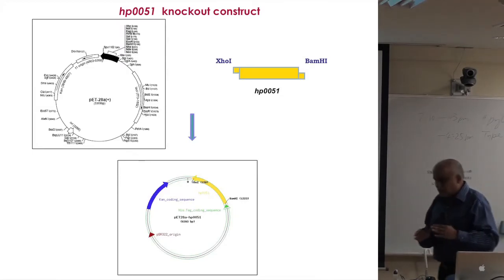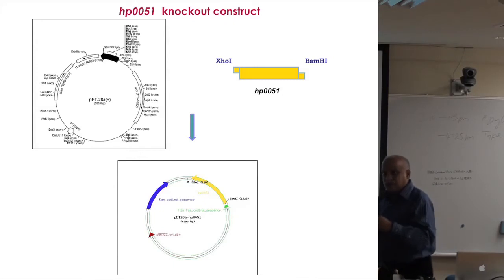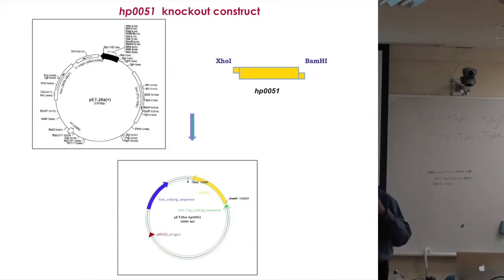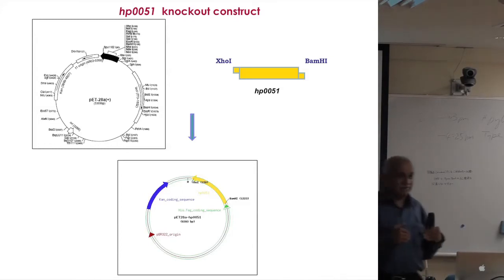So what we saw in E. coli was true, is also true in Helicobacter pylori. So the next question was to knock out this gene in Helicobacter pylori. And the 26695 genome is a very standard genome. I must mention here that all these experiments have been done in Calcutta. Not in my lab at all.